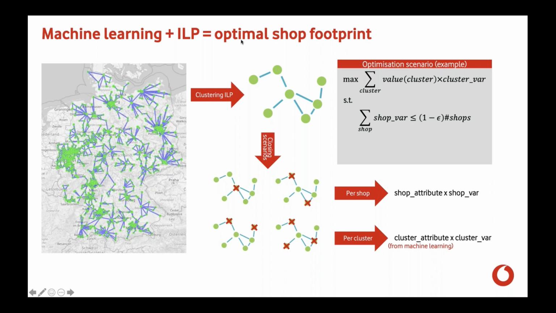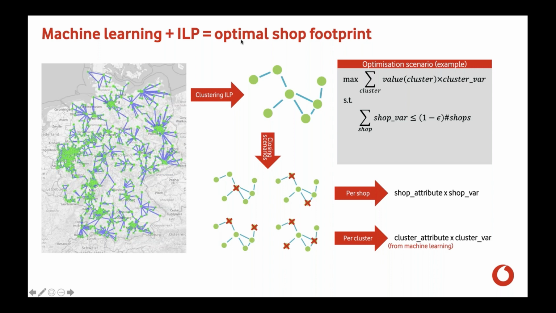But perhaps you have additional constraints, like you only want to keep a 1 minus epsilon fraction of your total current number of shops open to optimize your footprint. So I don't know, you want to go down to something like 95% of your shops, but still retain as much value from the shops as possible.